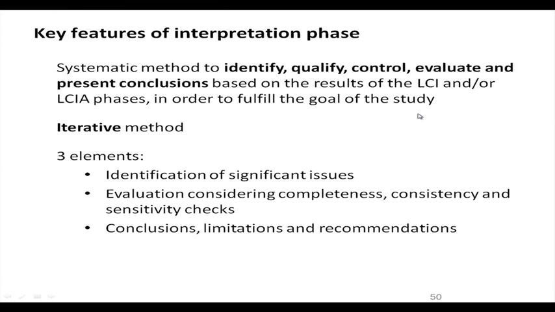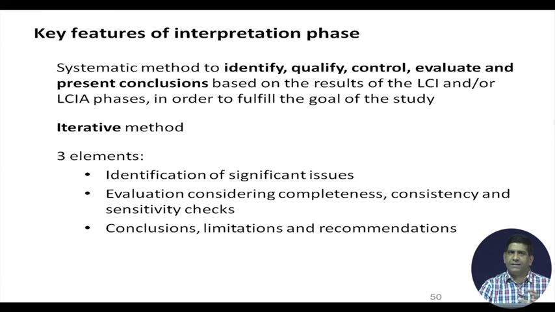Again, we started with a goal and a scope. To fulfill the goal and scope of the study, we did all the exercise in terms of the LCI inventory and the LCIA, the impact assessment, and having done that, now we are focused on how to interpret this information. How to make use of the information that we have collected, so that we can make either a process modification in terms of a better product, or a system modification, whatever the interpretation is, whether the policy is going to help, or we have to make certain changes in the policy. Those kinds of interpretation can be done, and it's an iterative method.